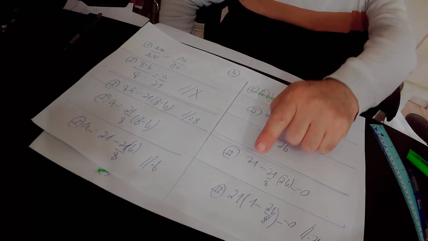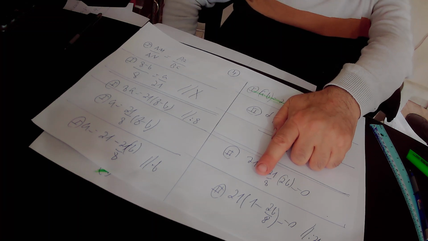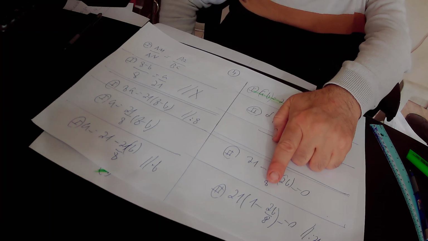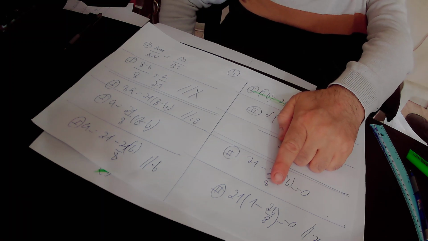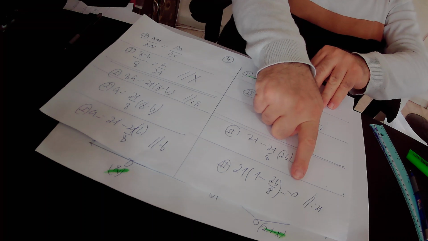Here we divided this equation 2 by 21, and found that 21 over 21 is 1. So on this side of the equation we are left only with 1 minus 2b over 8. And here 0 over 21 is 0.